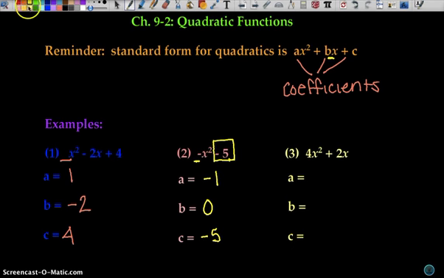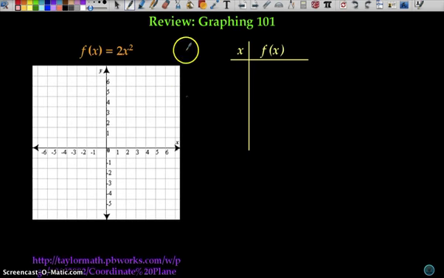And then in our final example, we have 4x squared plus 2x. Our a is 4, it's with the x squared term. B is 2 because it's with our x term, and then c, we do not have one, so it's 0. See, this is easy. You totally got this.